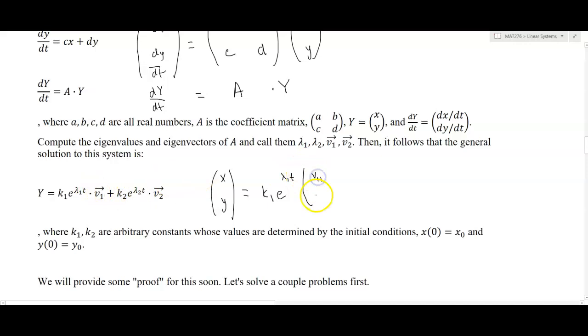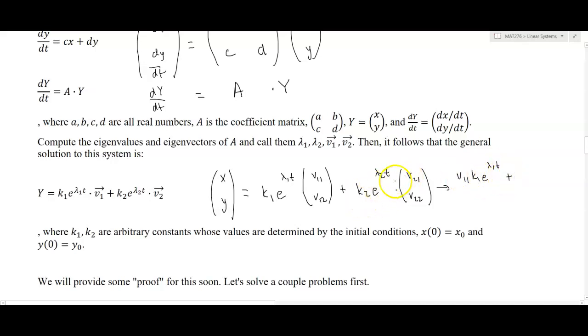I'm going to call this v11 and v12 for the first component of eigenvector 1, second component of eigenvector 1, plus k2 e to the lambda 2 t times v2. v2 is going to contain two components, the first component of eigenvector 2 and the second component of eigenvector 2. And what this will produce is two equations, one which will be k1 e to the lambda 1 t v11. So we could write that as v11 k1 e to the lambda 1 t. Remember, v11 is just a number.